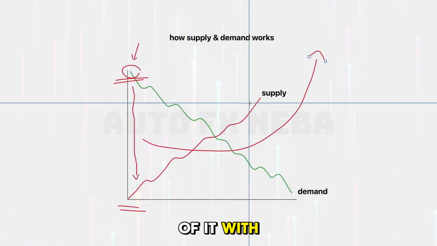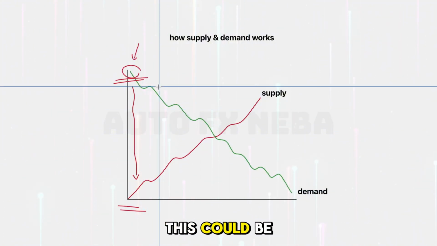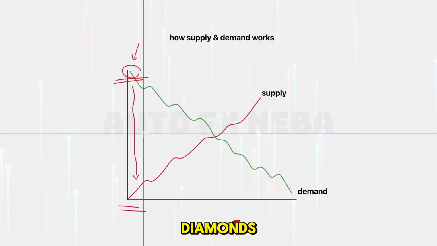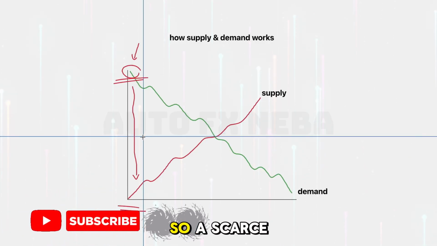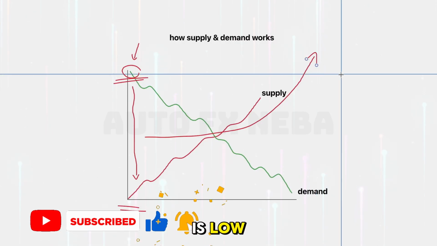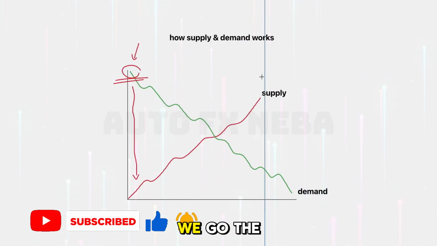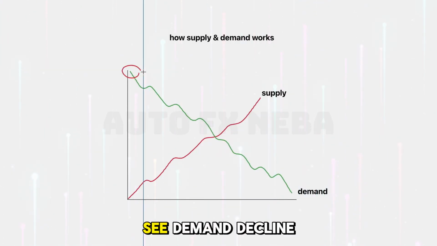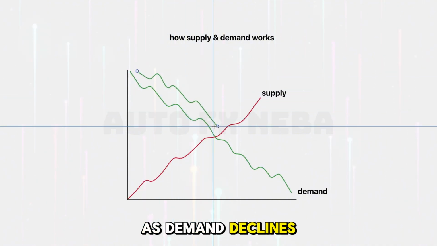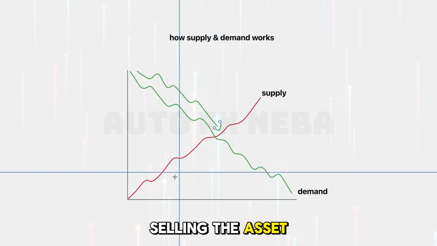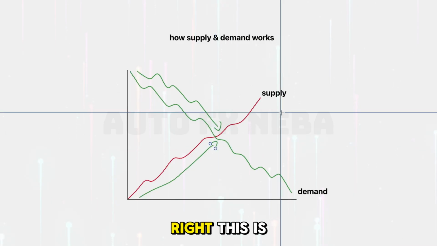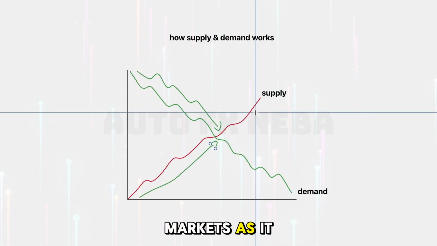You can think of it with diamonds as well. There's argument that this could be inflated value because a company controls all the diamonds, but still they're hard to get. So a scarce asset goes up because demand is high and supply is low, right? Now, if we go the other way and we start to see demand decline, well, what happens as demand declines is people start selling the asset. So the supply of the asset will increase and flood into the market, right?